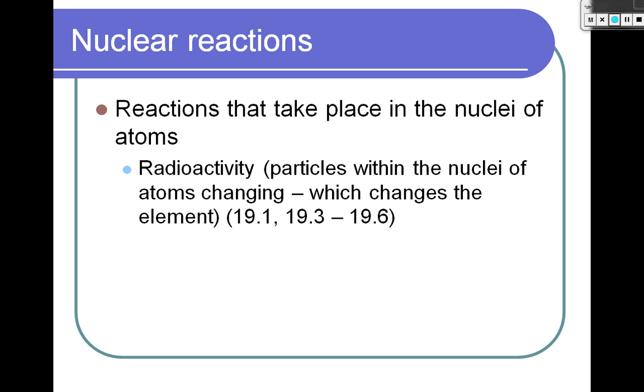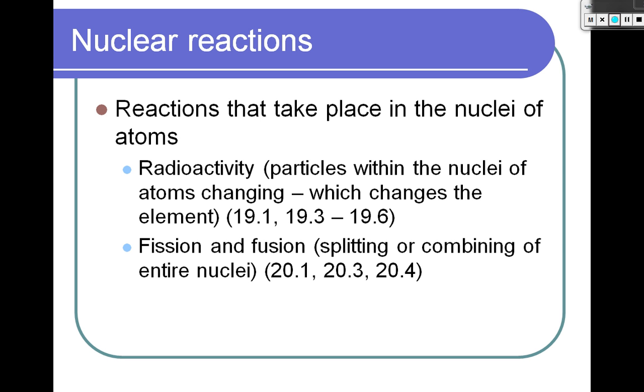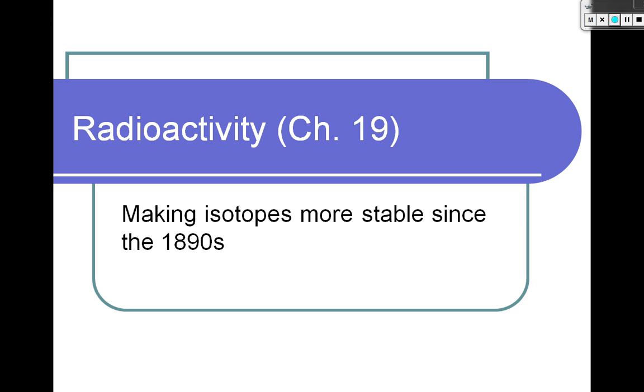And that's going to be in your book, Chapter 19, Section 1, and then we're looking at 19.3 through 19.6. And then the second type of nuclear reactions are fission and fusion, which most of us have heard of. So fission is the splitting of entire nuclei, and fusion is the combining of entire nuclei into one. Fusion means to kind of put together. So that's Chapter 20, and it's Sections 1, 3, and 4 are the main ones that we're going to focus on in this course. So first we're going to look at radioactivity.